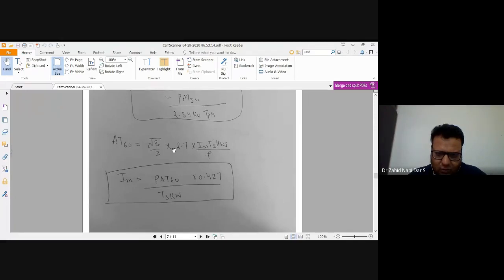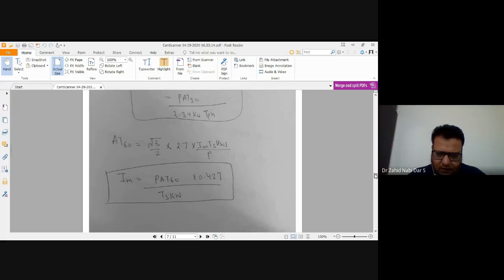So root 3 by 2 into 2.7, you will get this value of 0.427. Again, Im you will keep here, so Im you are keeping here. In the denominator, you will get Ts by Kw, and P is the number of poles, 4. So this is the formula that you have to keep in mind. This is the formula when you will be asked about how to find the magnetizing current. So you will be using this formula to calculate the magnetizing current.